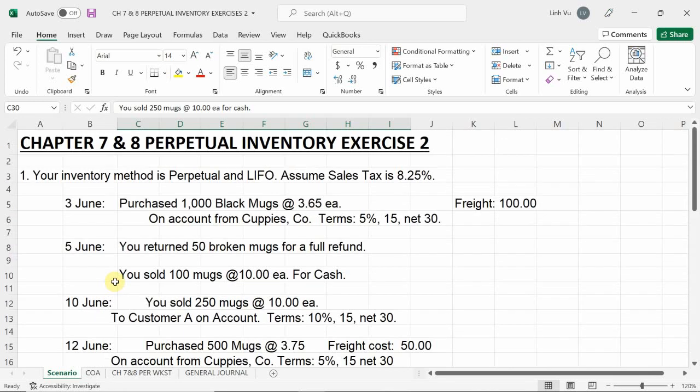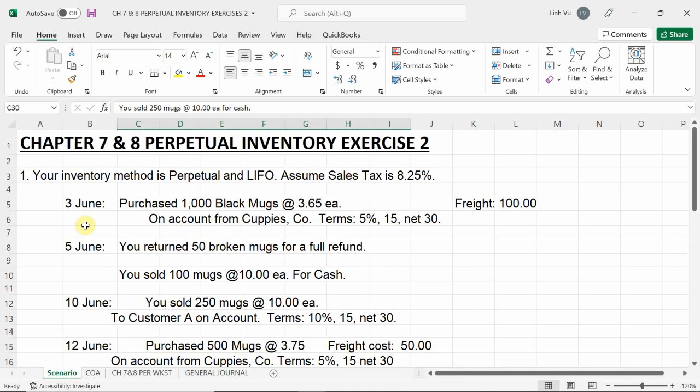So the first one that we bought was on June 3rd, right? We purchased 1,000 units, okay? But June 5th, we end up returning 50 of those broken units for a full refund, okay? However, we also received terms of a 5% 15 net 30. So that means I have 15 days to be able to take a 5% discount opportunity. So in this case, did I make it or did I miss my discount?